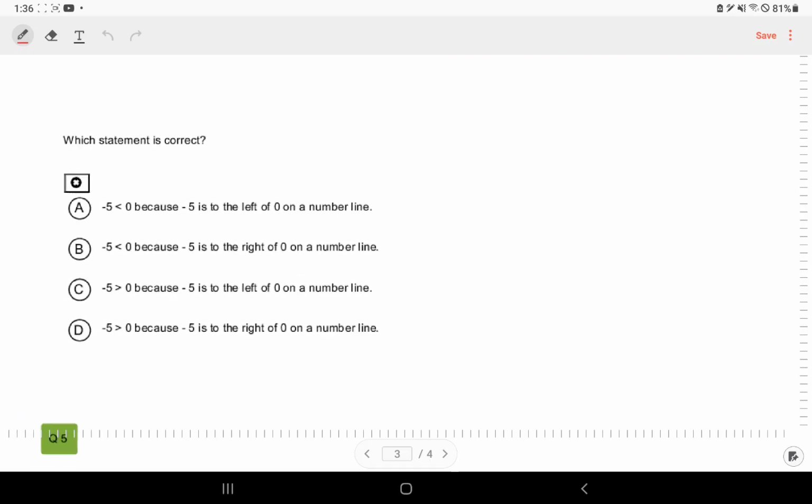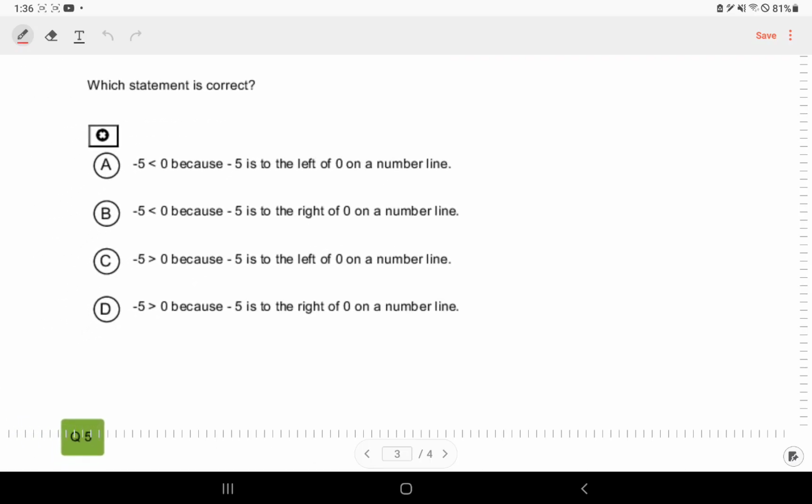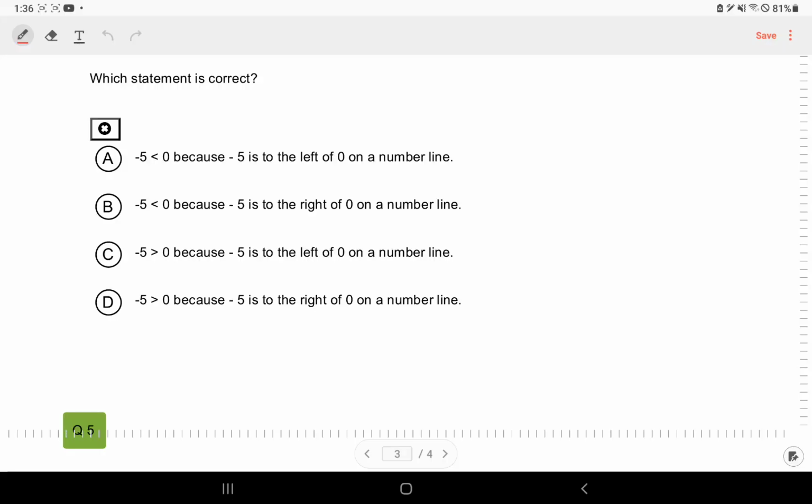Now, which is correct? Well, we use a little bit of common sense here. So we've got a number line, 0, -5. Well, -5 is less than 0. That says it's less than 0. That says it's less than 0. That says it's greater than 0. And that says it's greater than 0. So we can get rid of choice C and D.